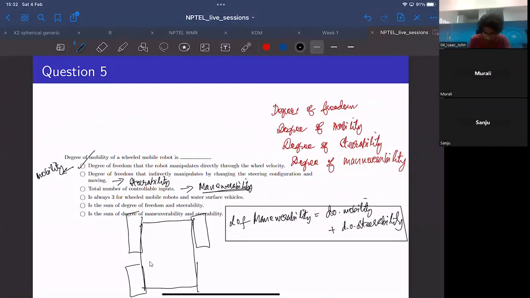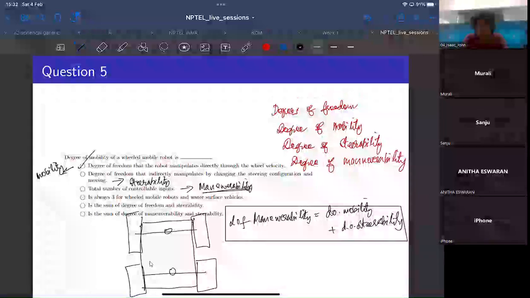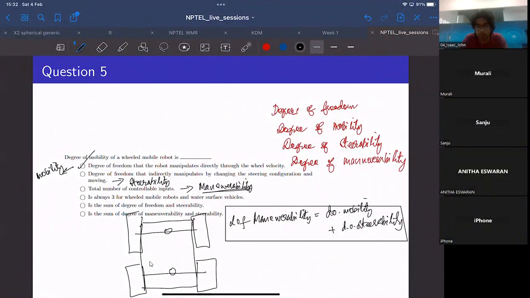So in that, we have 2 motors, each one controlling 2 wheels. So we have degree of mobility being 2 there. Does it mean that degree of freedom for maneuverability is 2 here? I'm sorry, see, degree of freedom for mobility is 2. And degree of freedom for steerability is 0, I guess.